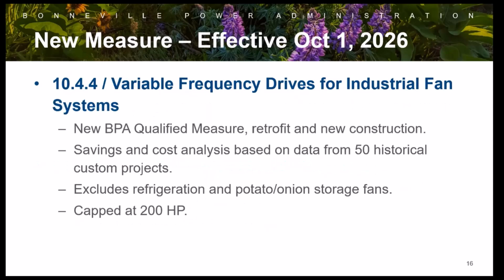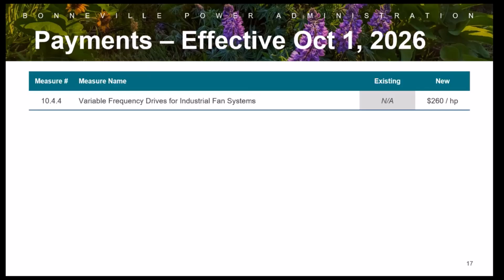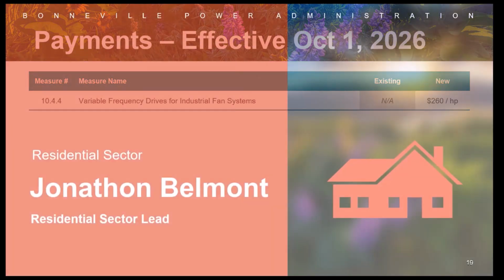Also, we've got a new measure that we've added that is an industrial only BPA qualified measure, variable frequency drive for industrial fan systems. This applies to both retrofit and new construction. It excludes refrigeration and potato and onion storage fans. However, the controlled fan motors must be less than or equal to 200 horsepower. And it's a streamlined measure where the payment is going to be $260 per horsepower.